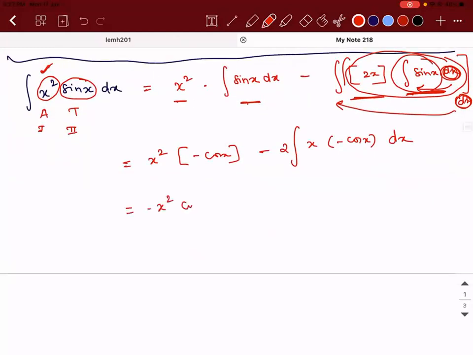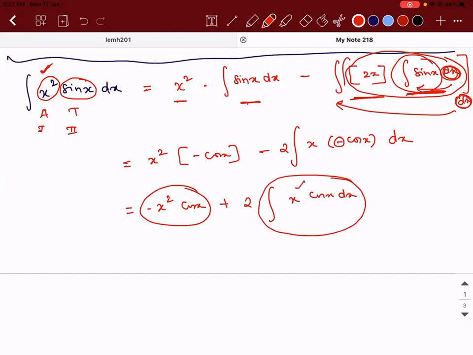So minus x square cos x, you take this minus sign outside, plus 2 into the integral of cos x dx, right? So this one I will not disturb. Again, I have an integral of a product of two functions. So what am I supposed to do? Take this as the algebraic one. So take this as 1 and this as 2.